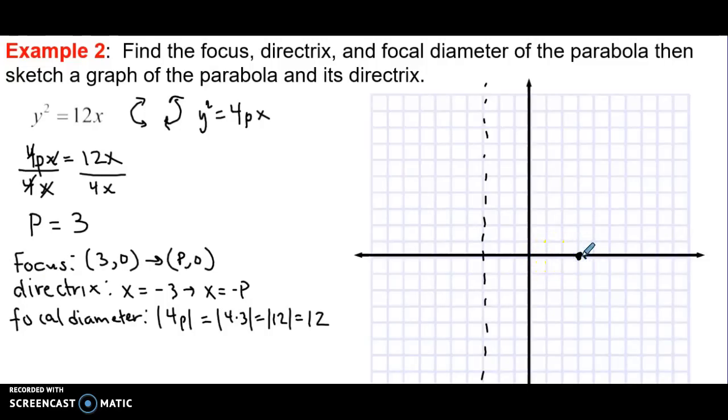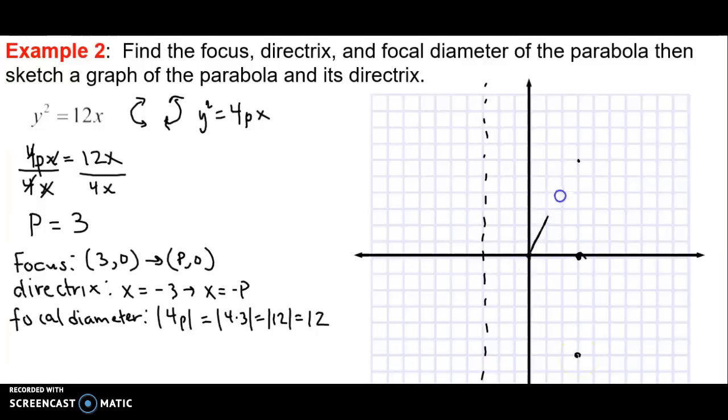So that's my focus. Then I can also look at my focal diameter. Remember, it's always going to start here at the origin. Well, half of 12 is going to be 6. So 1, 2, 3, 4, 5, 6. And up 6, 1, 2, 3, 4, 5, 6. So this entire length should be a total of 12. Half of that would be 6.